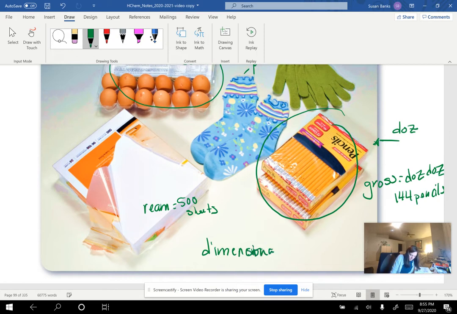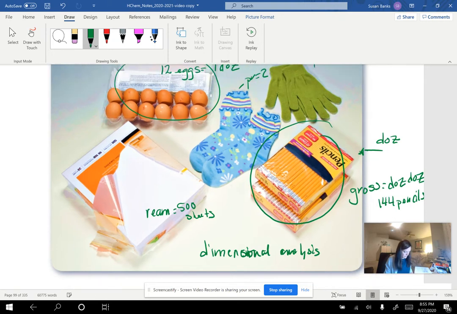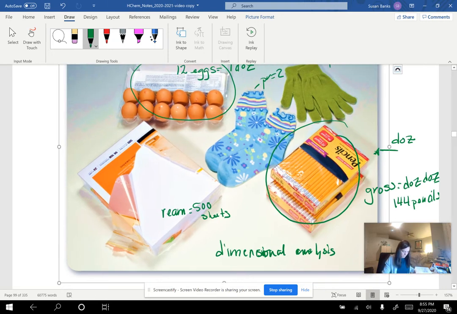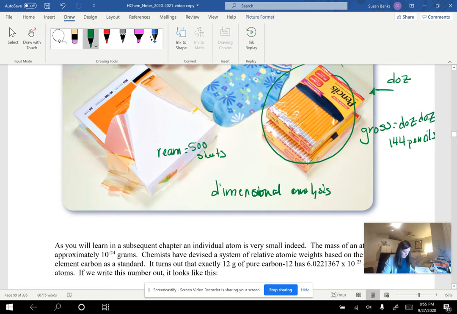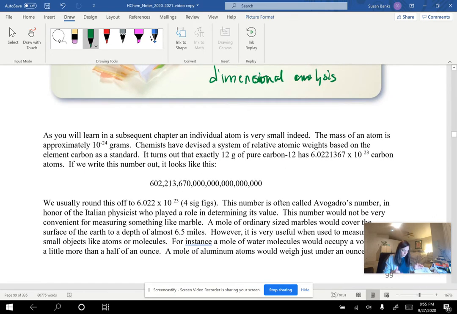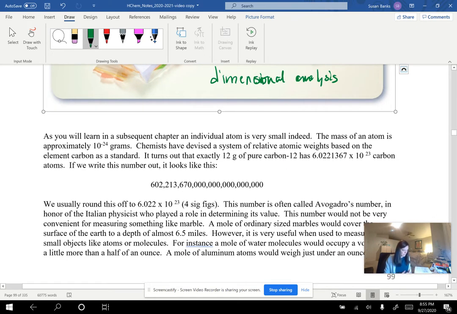Dimensional analysis. Okay. So we're going to use dimensional analysis, just like we did with the metric system, but now we're going to use a mole instead. So here we go with the concept of a mole. Remember, it is a counting number.